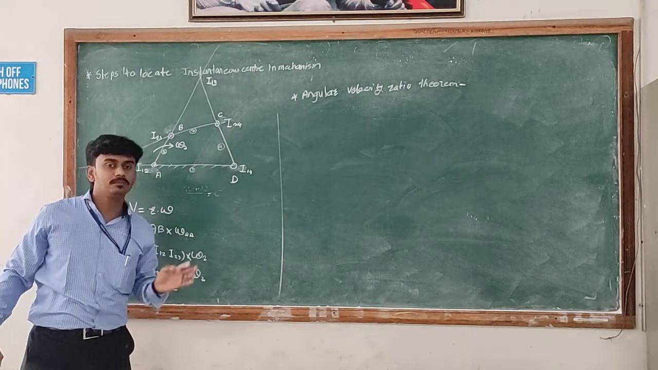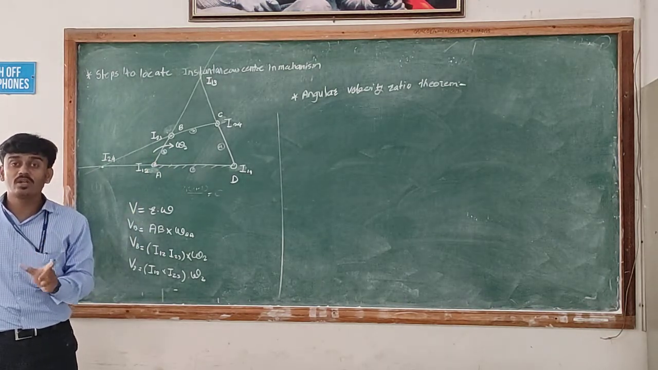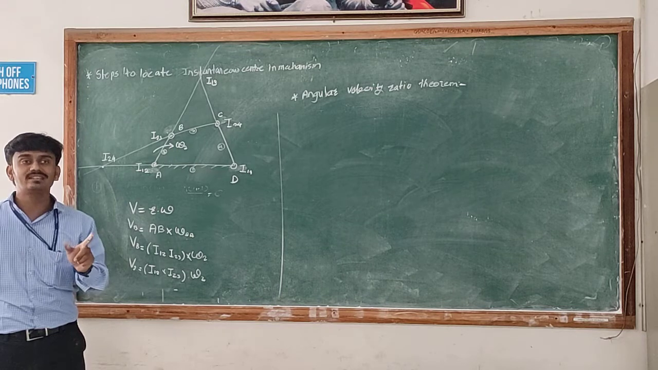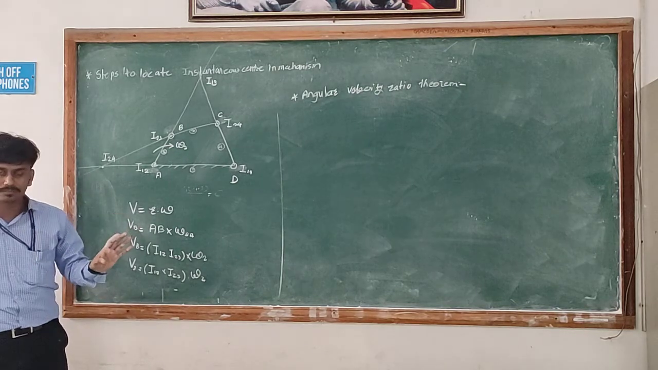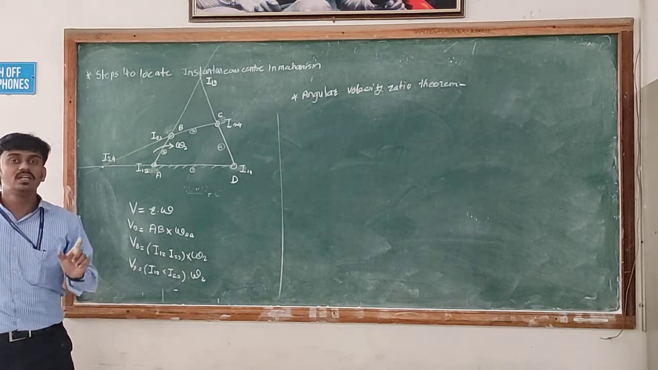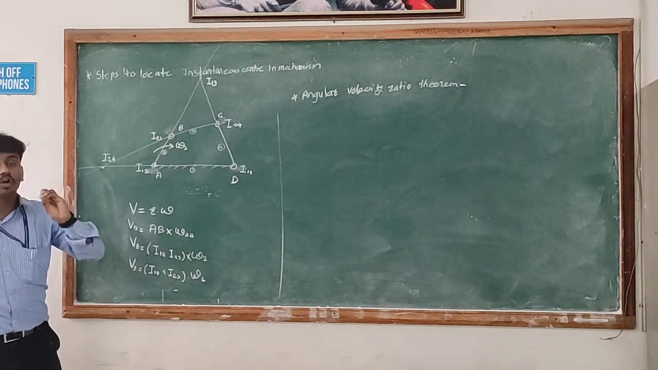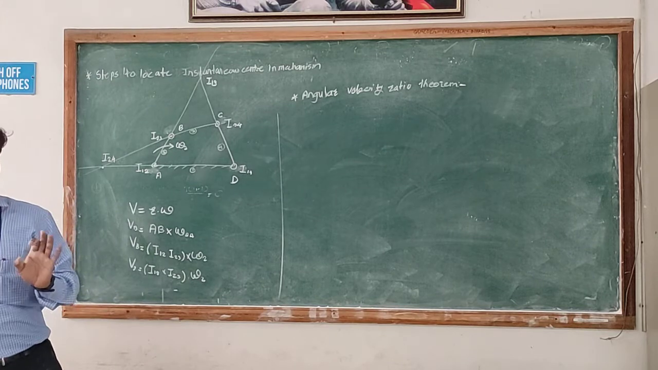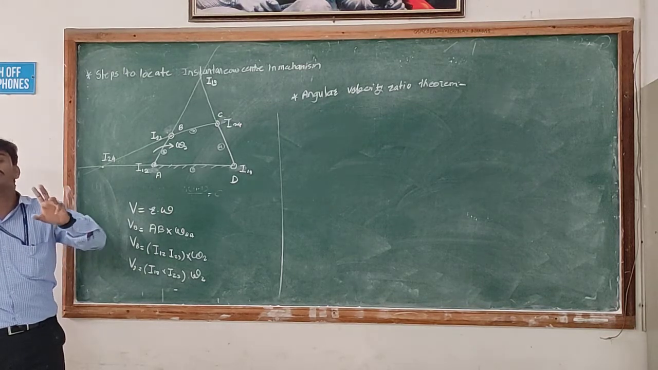What is the statement of this theorem? The angular velocity ratio theorem states that the ratio of angular velocities of two links in a constrained moving system is inversely proportional to the distance of their common instantaneous center and the center about which it will rotate.